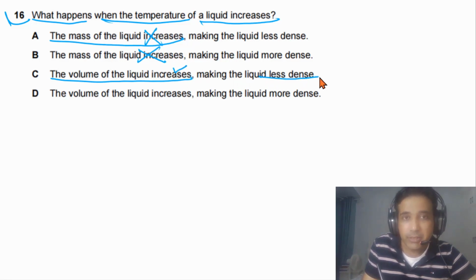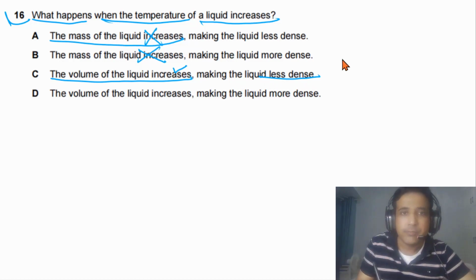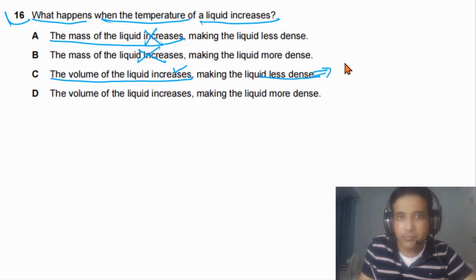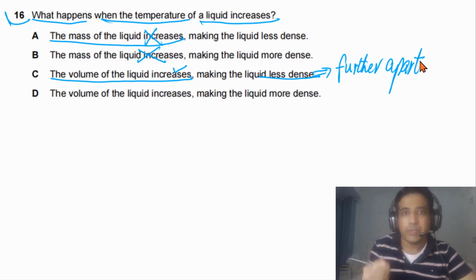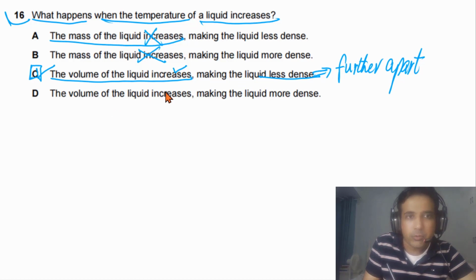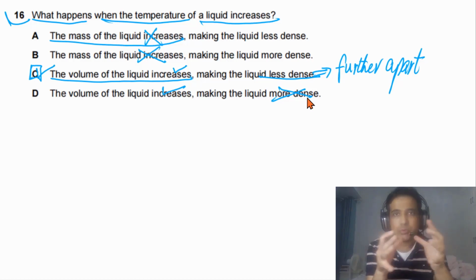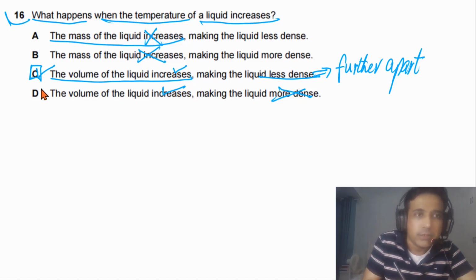Making the liquid less dense, because molecules will move further apart. So less dense means that molecules move further apart, so the volume of the liquid will increase. So option C is correct. More dense, no. More dense means molecules get closer to each other. So this one is incorrect. So the answer for this question is C.